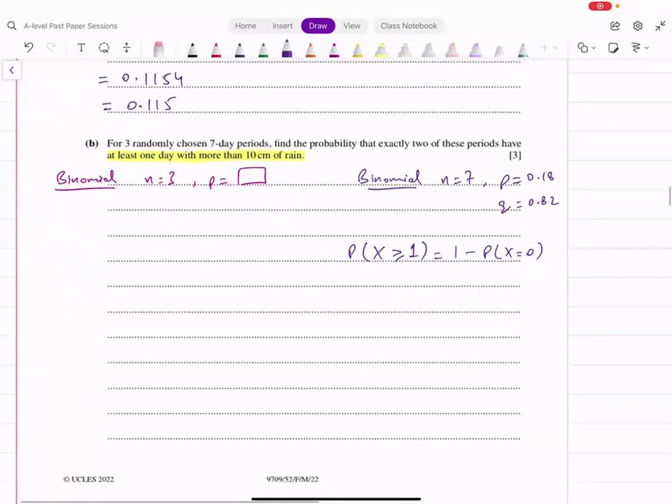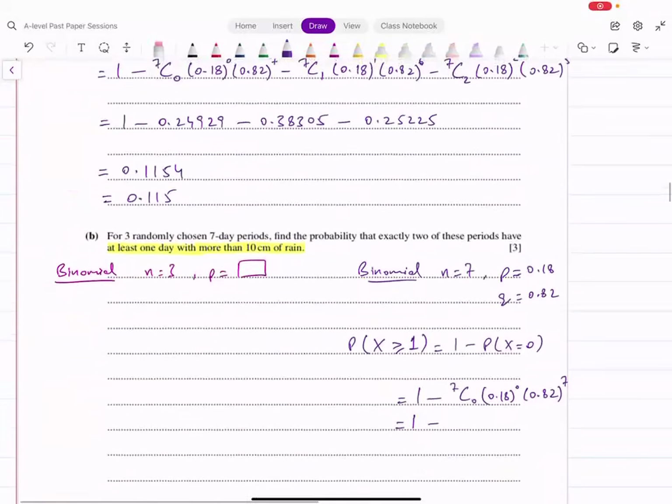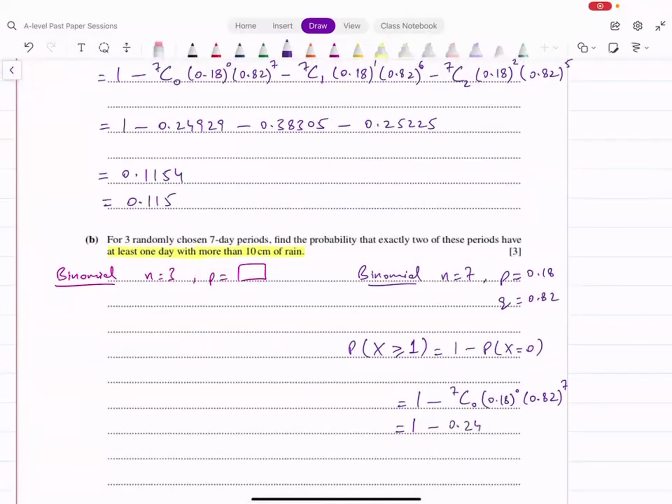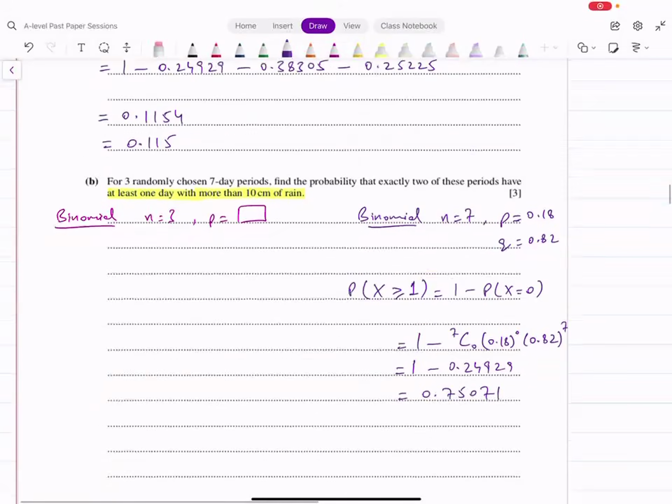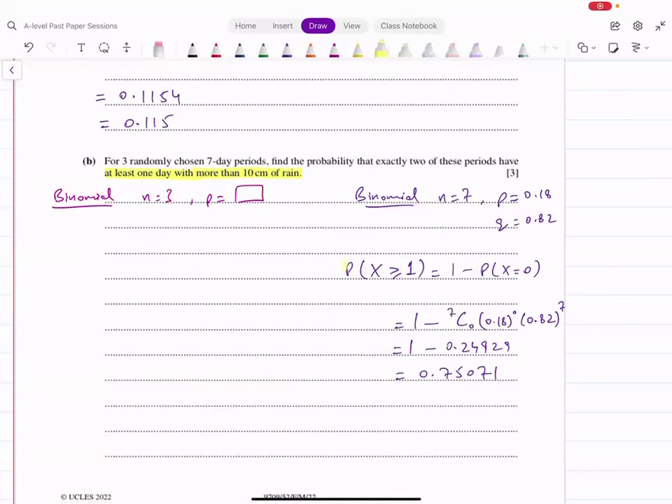Let's see what we get from this. 1 minus n is 7, 7c0 into 0.18 raised to power 0. ये सब कुछ तो 1 हो जाएगा. We are left with 0.82 raised to power 7. We have done this calculation above there. 7c0 वाला केस क्या था? It was coming out to be 0.24929. ये आप देख लें आपके पास क्या आता है? 1 minus 0.24929. This is giving me 0.75071. This is the probability of having at least 1 day with more than 10 centimeters of rain.